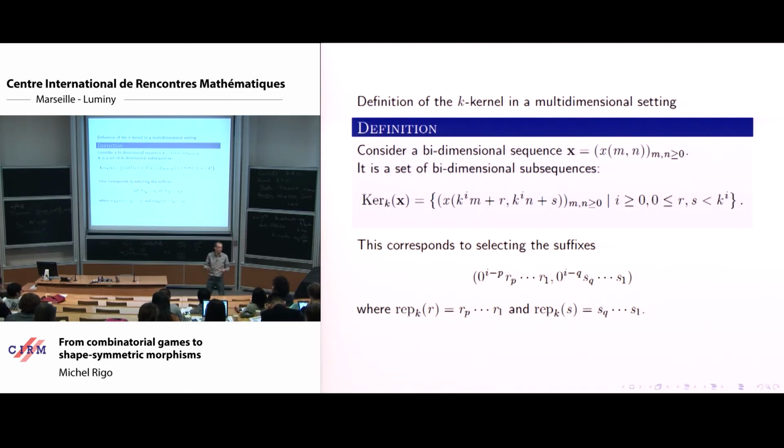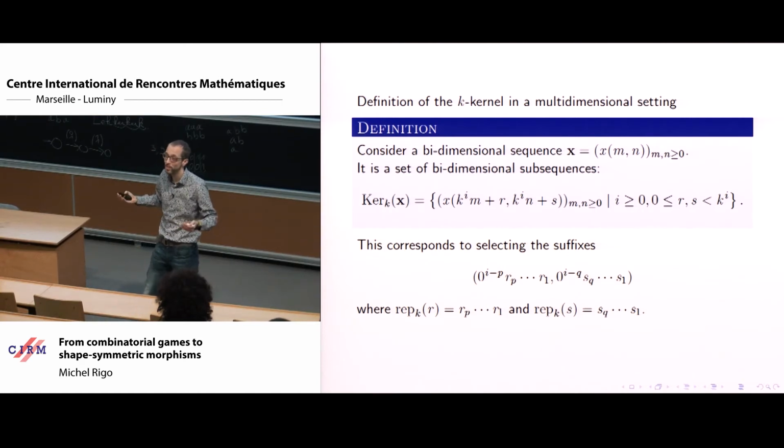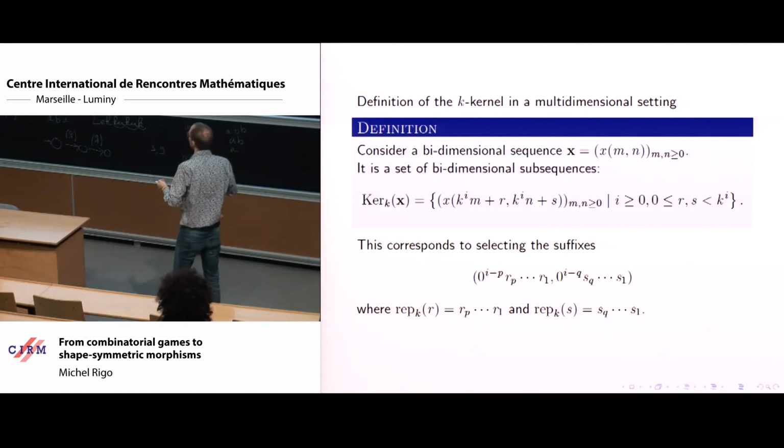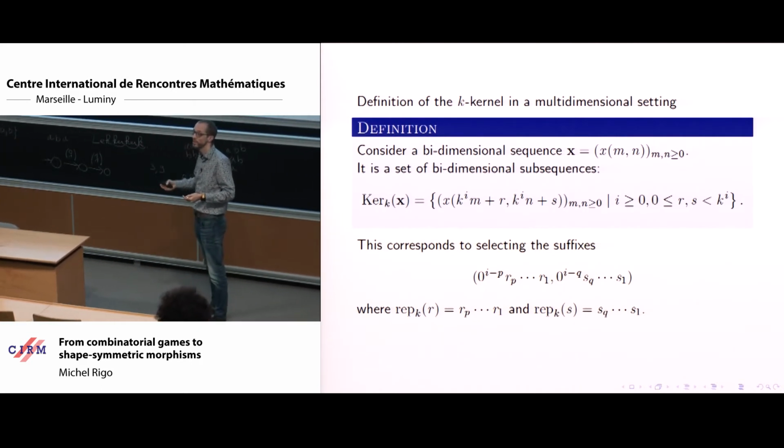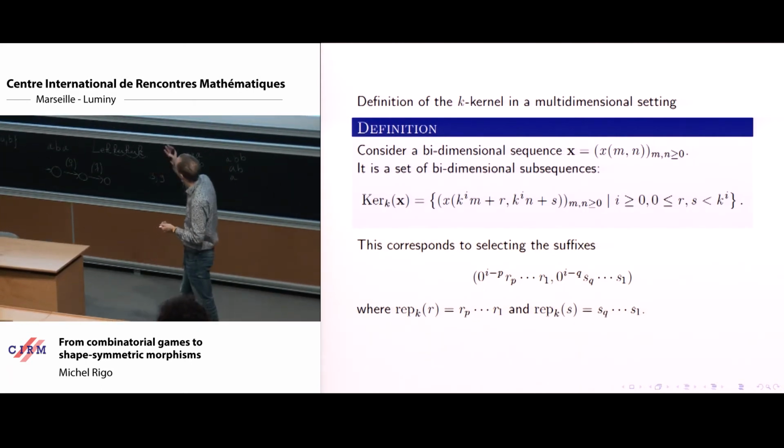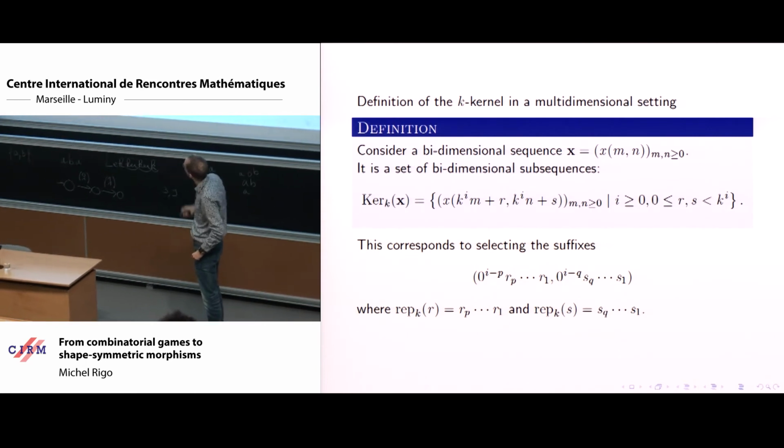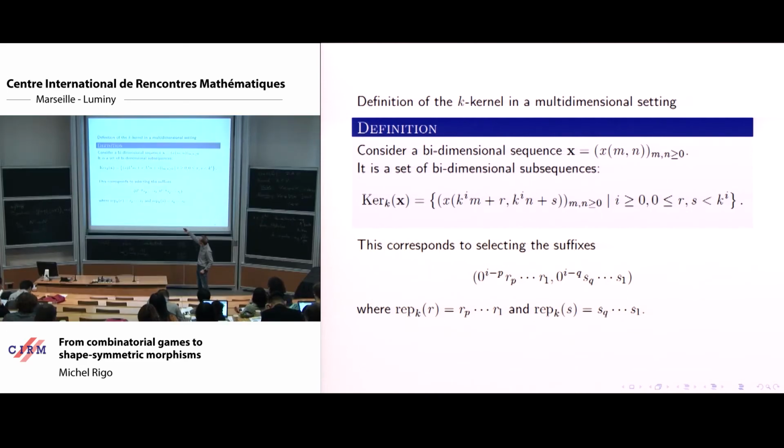And so what will be the kernel in 2 dimensions or in d dimensions? That's actually the same. You will just consider some particular subsequences of the whole sequence. And so k is fixed, as usual. You look at the subsequence of this kind. So you multiply the 2 components by k to the i for any non-negative i, and you fix some remainders r and s for the 2 components. Another way to say that is that you will consider all the indices that have some specified suffix written in base k.